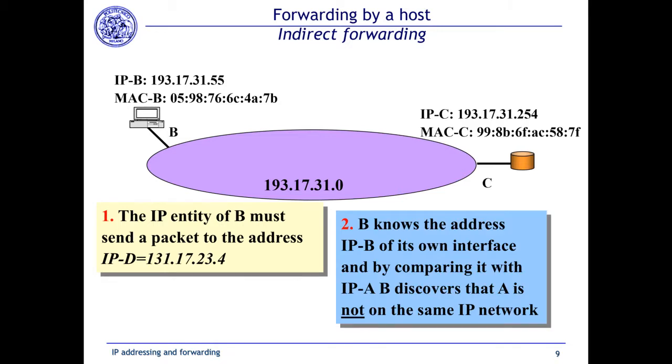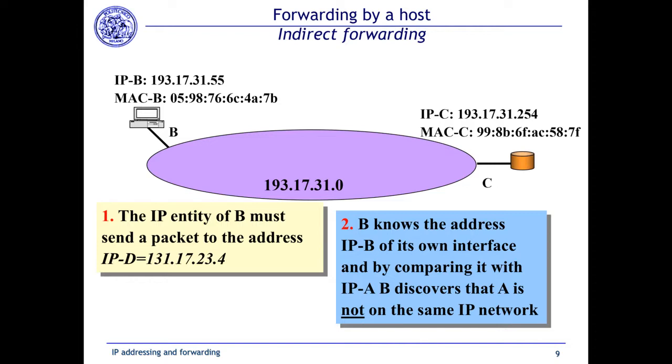First operation of the IP layer in B: compare the destination IP address to the address of its interface in the network. By this comparison, B can immediately realize that this IP address does not belong to the same IP network. So B cannot send the packet with the direct mode, but must use indirect forwarding. This means that the packet must be sent to the router, and the router is the first hop to be reached in order to get out of this network.